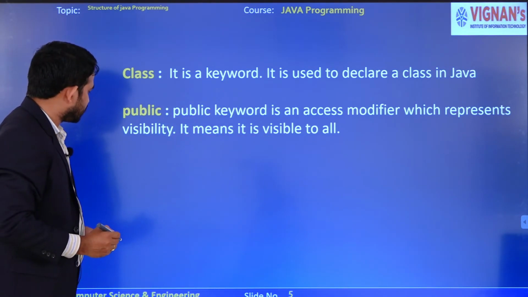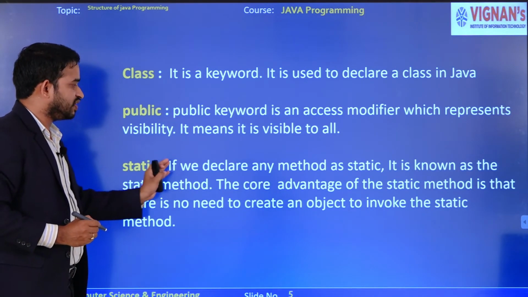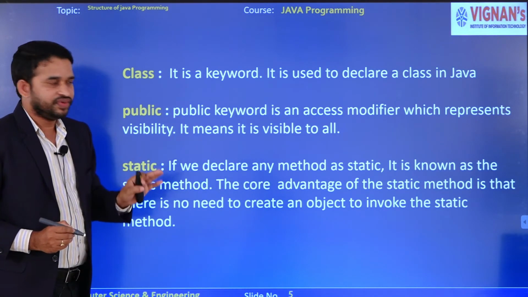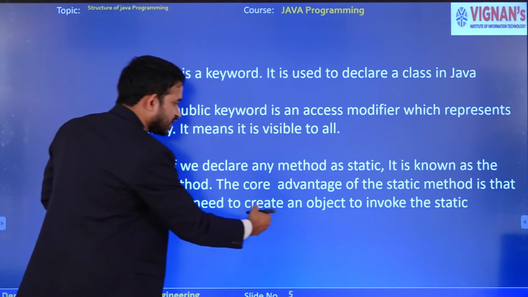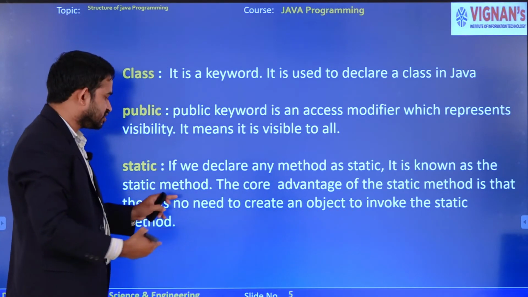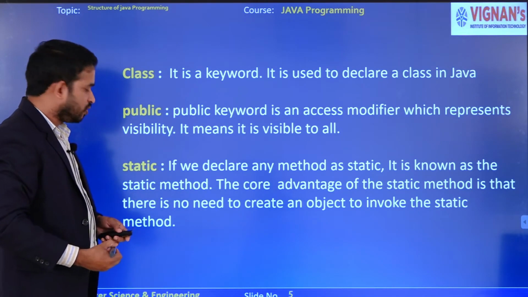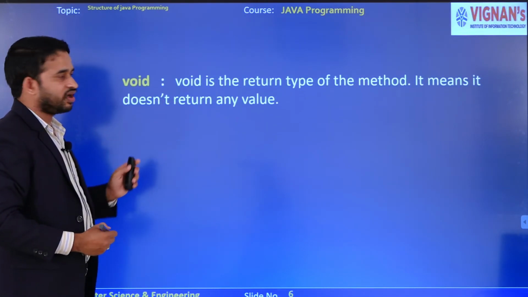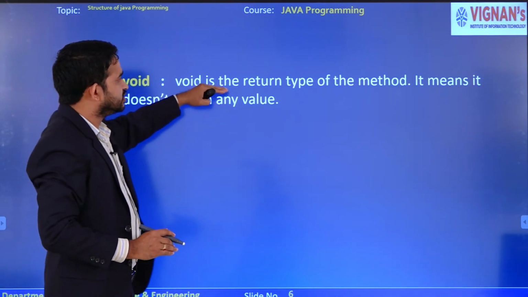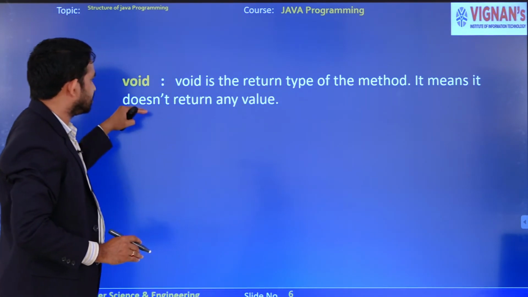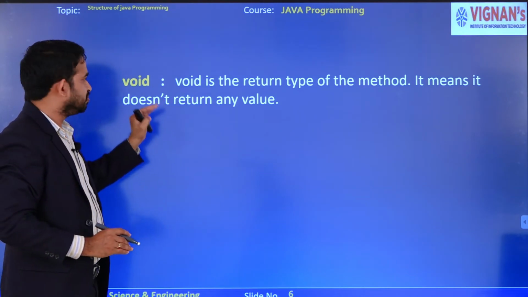What is the next one? Static. If any method is declared as static, we know it as a static method. Why are we declaring a static method? No need to create an object. That is the reason we are using the static keyword. What is the next keyword? Void. Void doesn't expect any return value. Void is a return type of the method. It means it doesn't return any value. So that is the meaning of void.